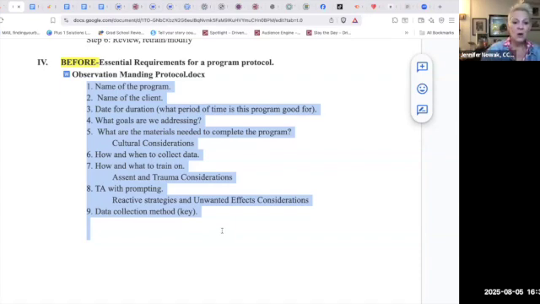Definitely it has to have the goal on there, materials with those cultural considerations, how and when we're supposed to be collecting data, how and what we're supposed to train with assent and trauma considerations, a task analysis with prompting, maybe even reinforcement. Definitely, this is where those reactive strategies and how to plan for the unwanted effects considerations could go. And then your data collection method and your key. So, that's minimum necessary.